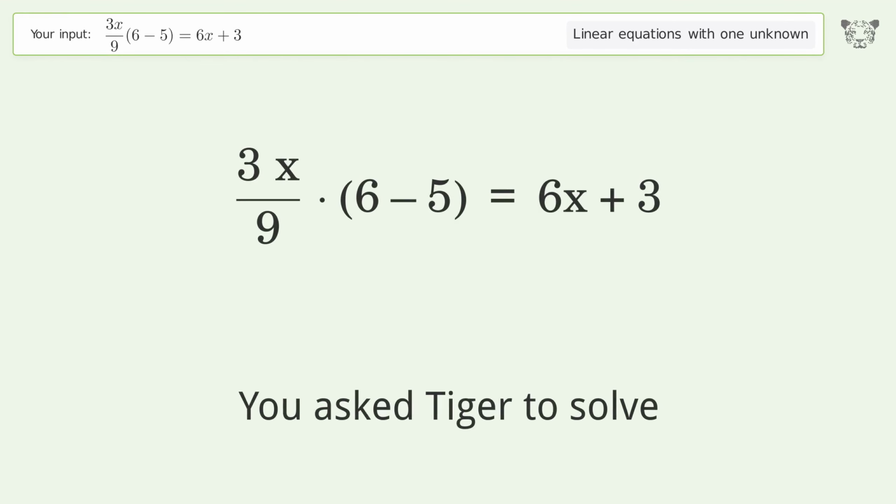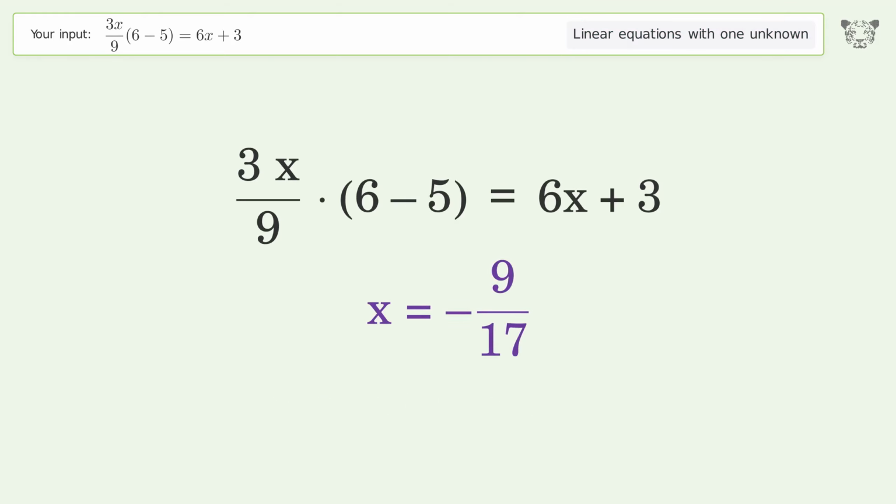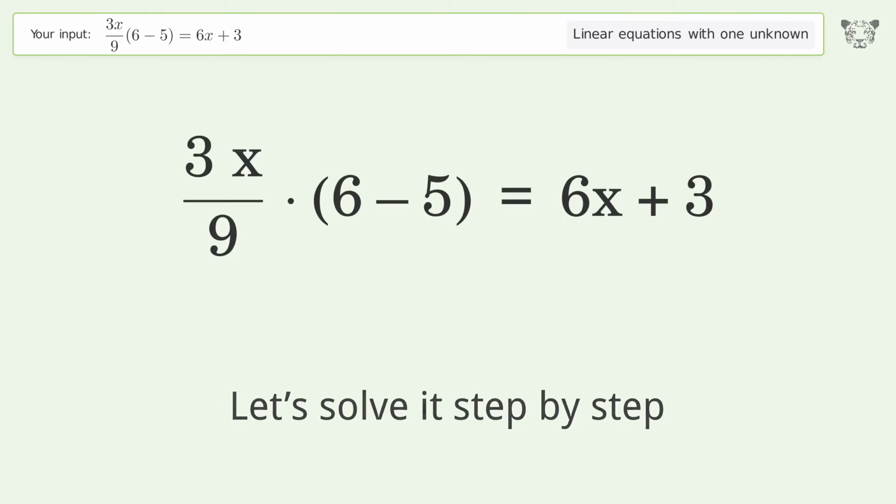You ask Tiger to solve. This deals with linear equations with one unknown. The final result is x equals -9/17. Let's solve it step by step.